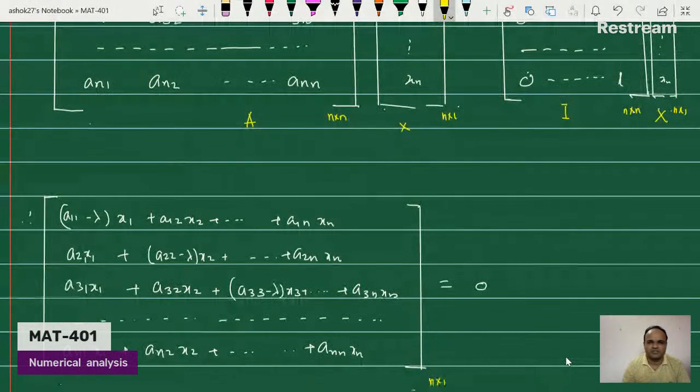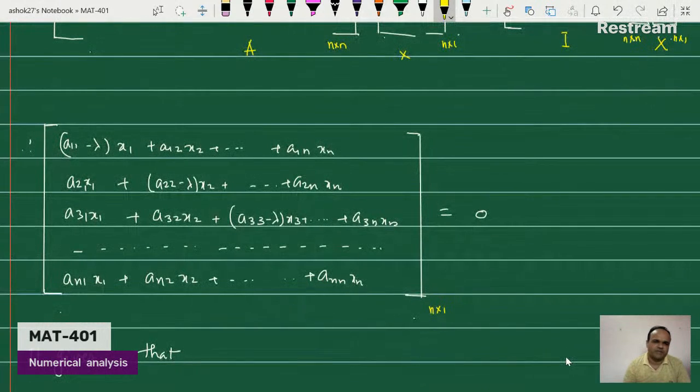After simplification, you will get the resulting matrix, that is (A11 minus lambda) x1. It is 0, which means it is the 0 matrix. Sorry, I should write this in the proper way.